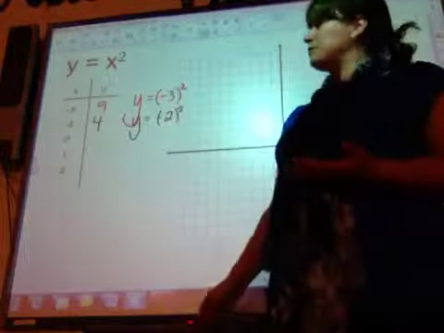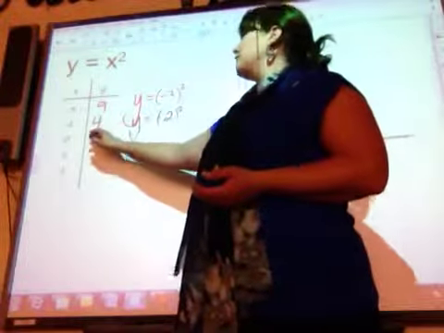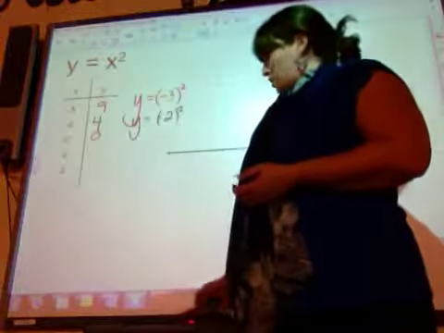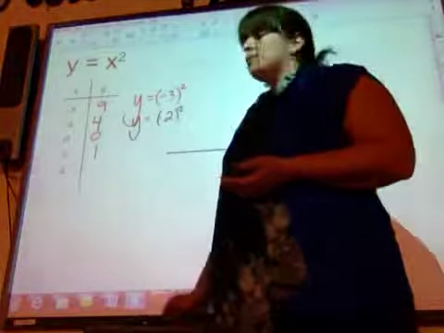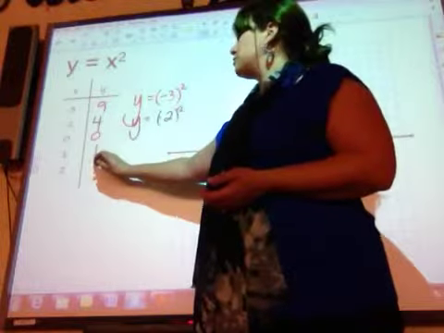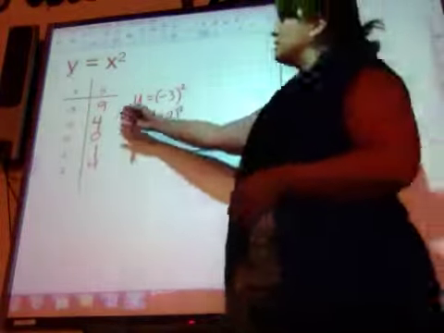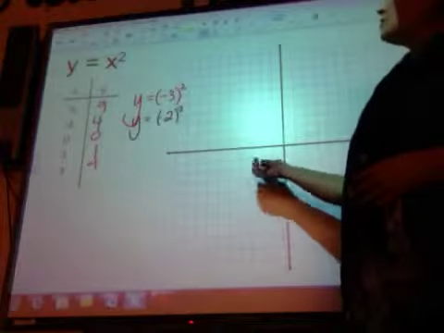Then we do the same thing with the 0. 0 squared is 0. Same thing with the 1. So 1 squared is 1. And 2 squared is 4. So 2 times 2 is 4. Then we just go from our table to our graph.